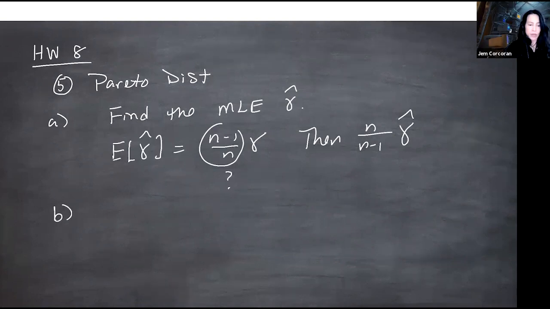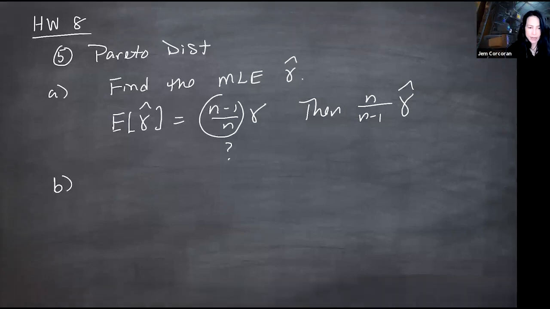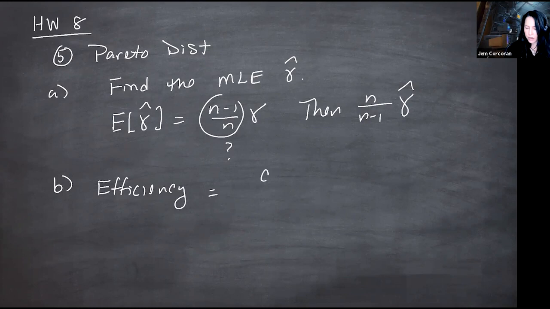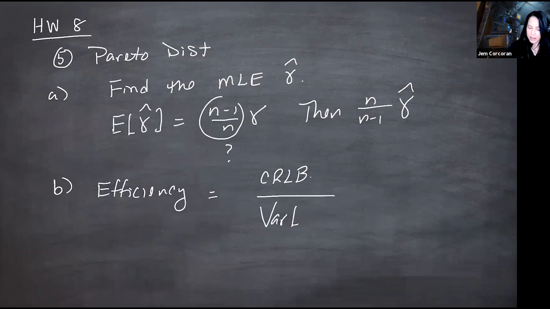Part B, we haven't done this. We're going to do this today, but the efficiency of an estimator is the Cramér-Rao lower bound for the thing you're estimating divided by the variance of gamma hat. So this is kind of a long problem because you have to do the Cramér-Rao lower bound, and you also have to take your MLE from part A, work out the variance, and just form that ratio.